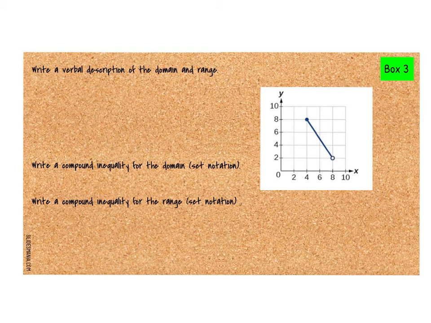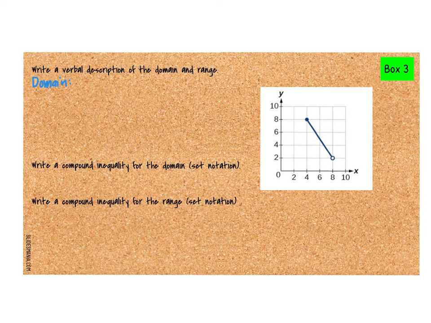Okay, so this is part 2 of Notes 13b. This is going to focus on box 3 and box 4, domain and range. So the first thing we have, it says write a verbal description of the domain and a verbal description of the range. So let me just do one for domain.